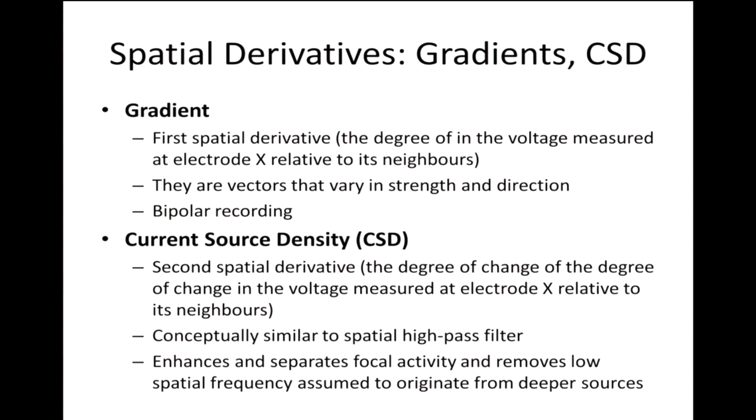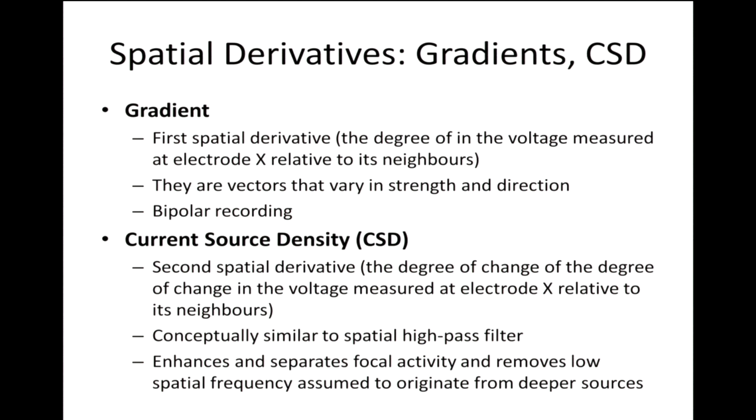And the big advantage of current source density is that for voltage you need 2 points to describe it, but the current you can describe at any point. And the way it is constructed, you are de-emphasizing the contribution from distant sources. So if you take a second derivative, you are accentuating very local or focal activities.